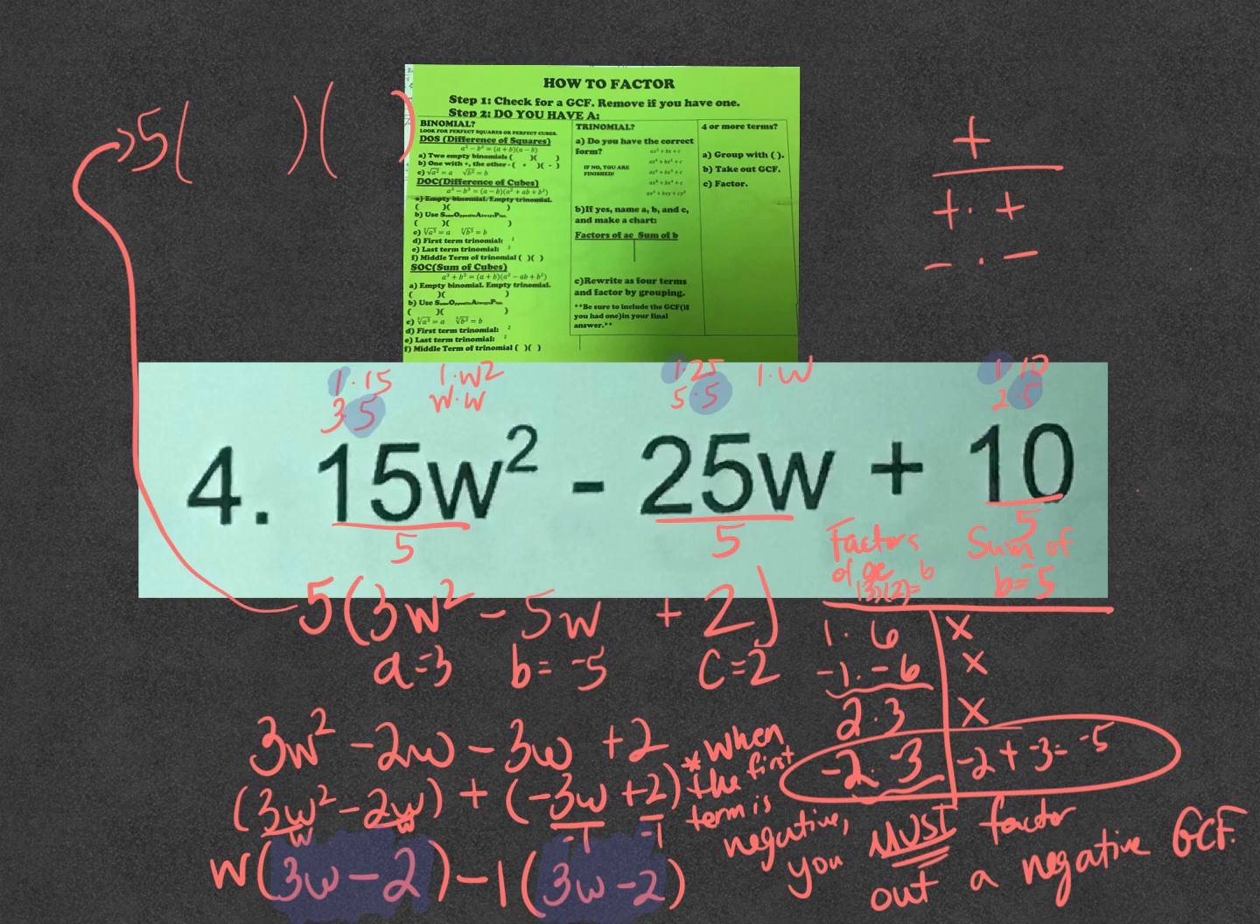So I can write 3w minus 2 in the first binomial, and then mentally I'll get rid of this. You don't have to scribble this out on your paper. Then w minus 1 would be left for the second binomial. So that's the answer to question 4. On to the next question.